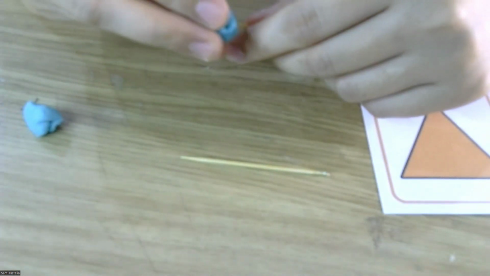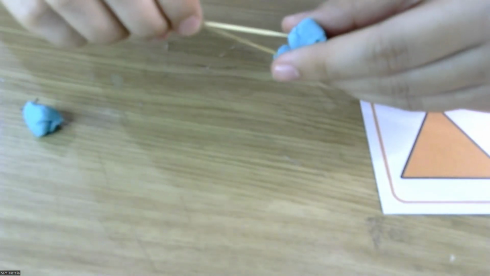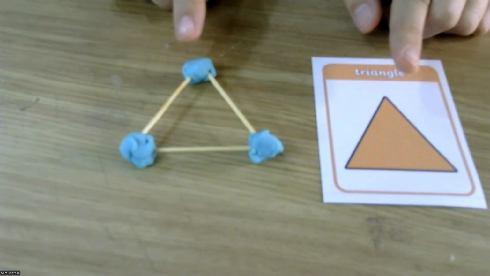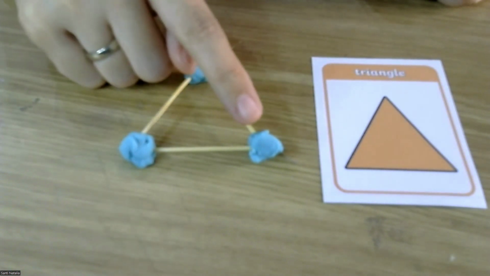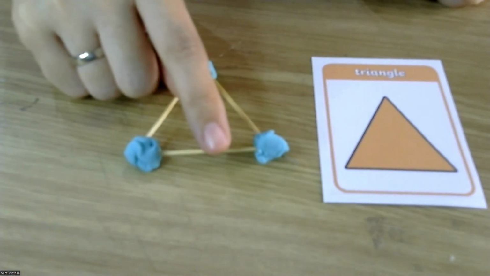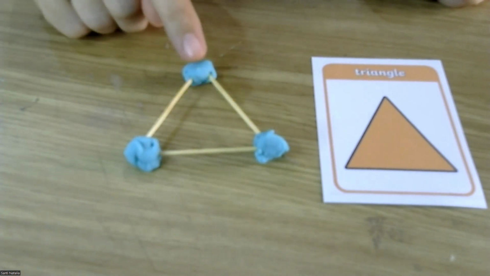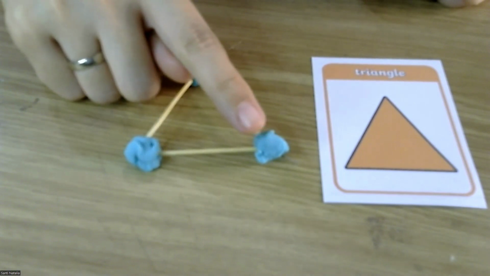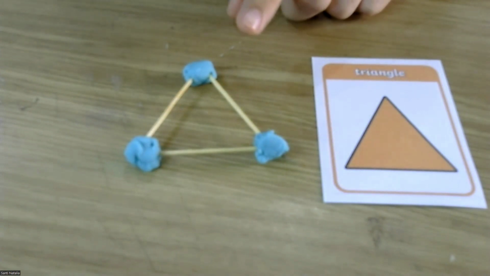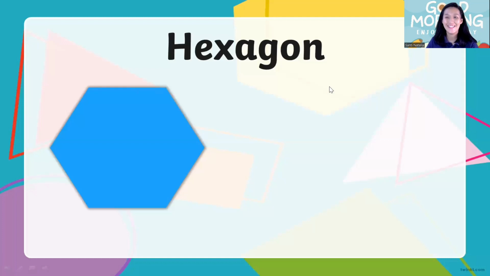One, two, three. Yes, wow, I have a triangle. If you are done, touch the side and you can count. One, two, three. Three sides. And how many corners? One, two, three corners. Yes, what shape is this, children? Triangle. Now, next shape. This is a hexagon.